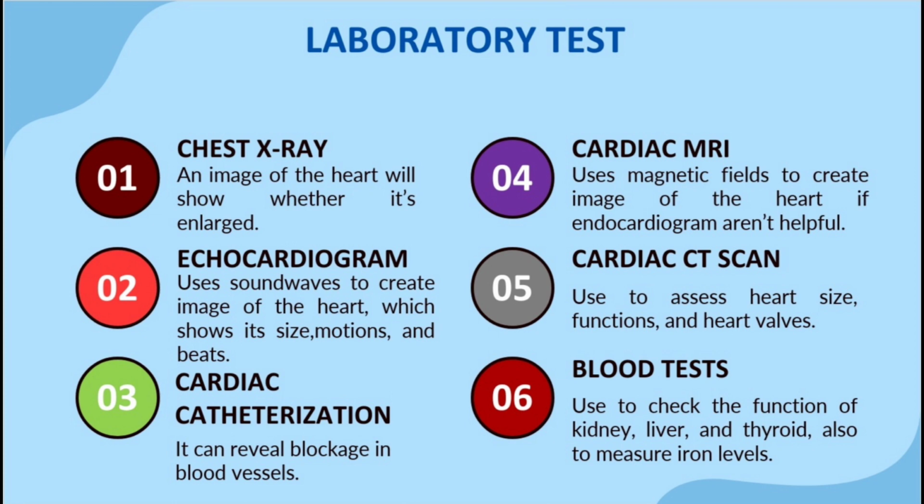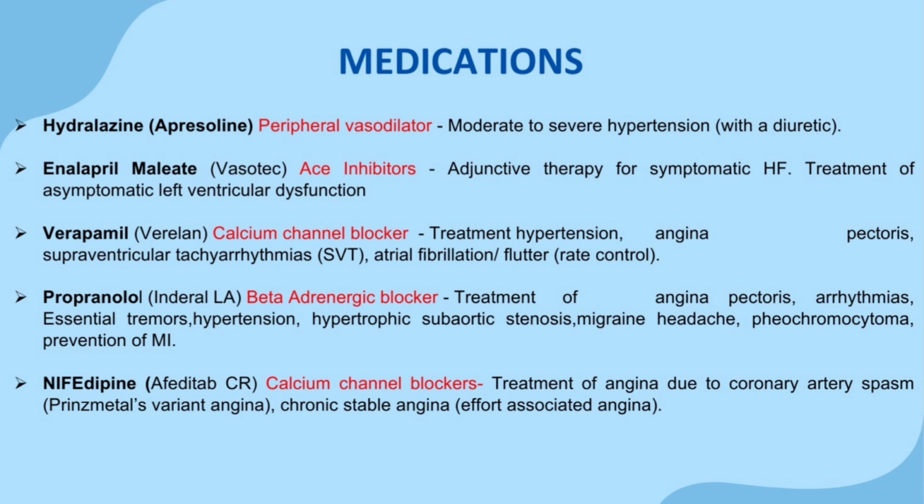Next is cardiac CT scan, used to assess heart size, function, and heart valves. And last is the blood test. It is used to check the function of the kidney, liver, and thyroid, and also to measure iron levels. Blood tests help in assessing the type of cardiomyopathy. So now let us proceed to the medication management of cardiomyopathy.